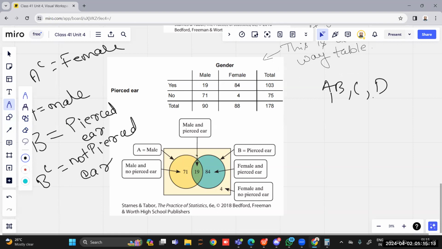So what he has drawn here, he has given A. So A, how many are there? Male are 71. And how many total are pierced ear? 103. 103 minus 84 is 19, so male and pierced are 19, which goes in between. Not pierced, which means female, will be 84. And female and not pierced is four.